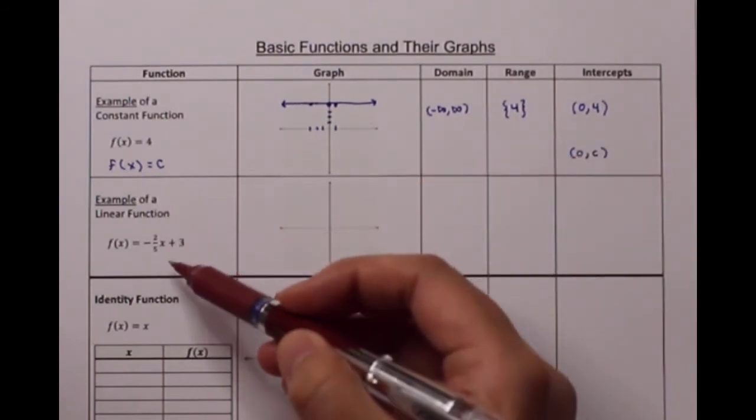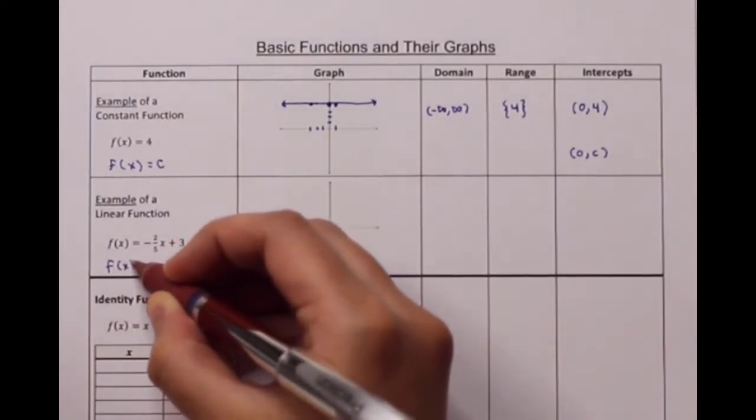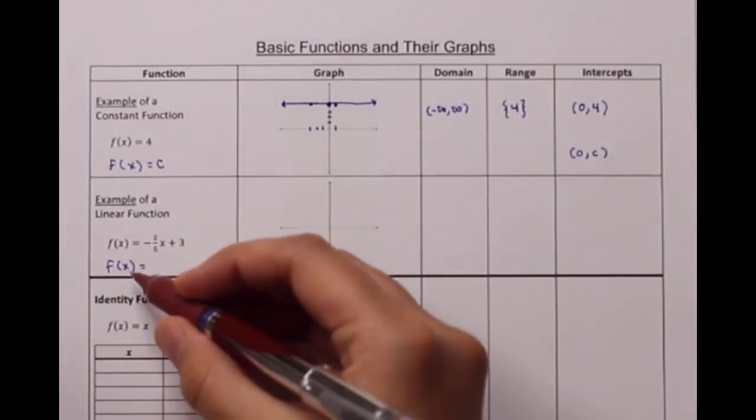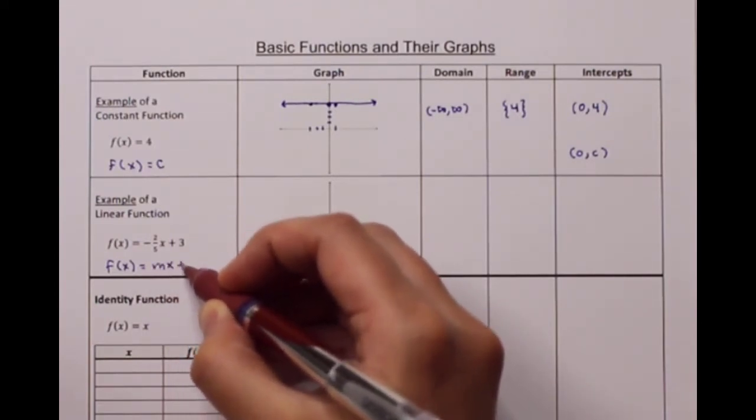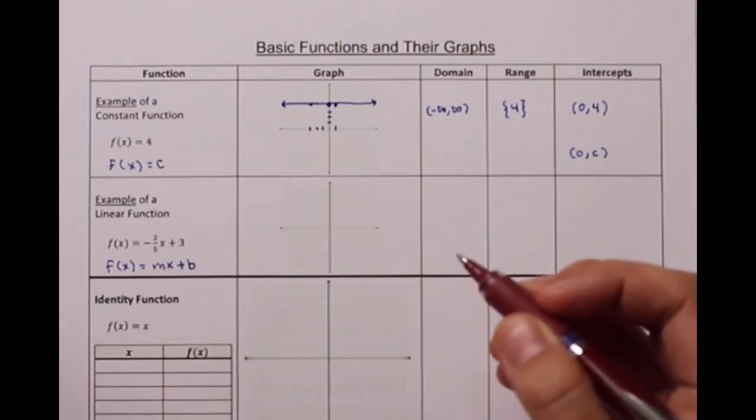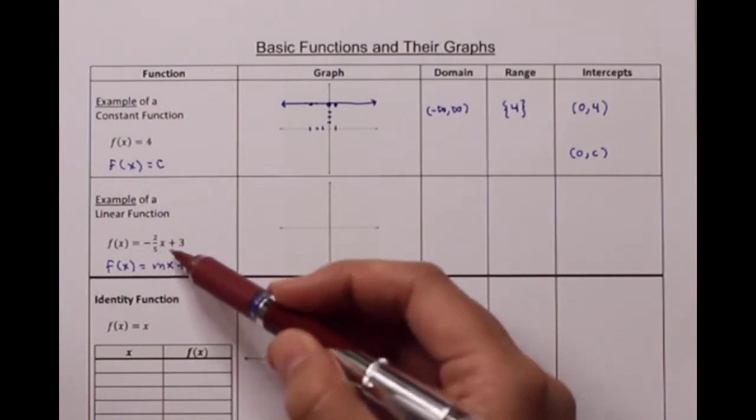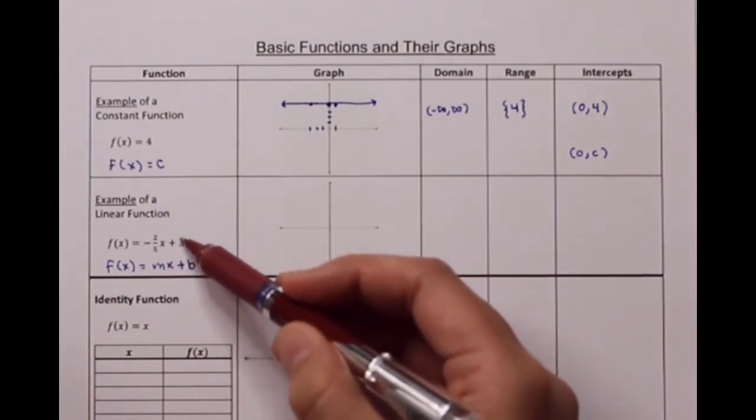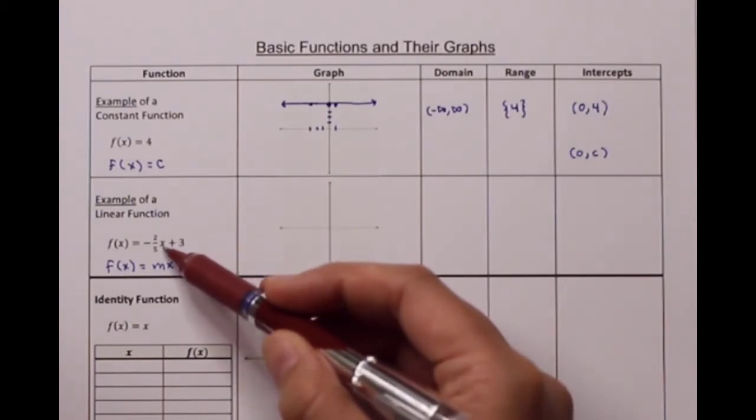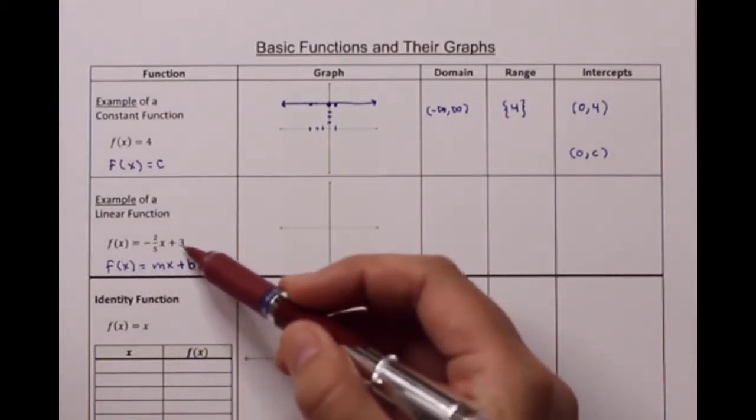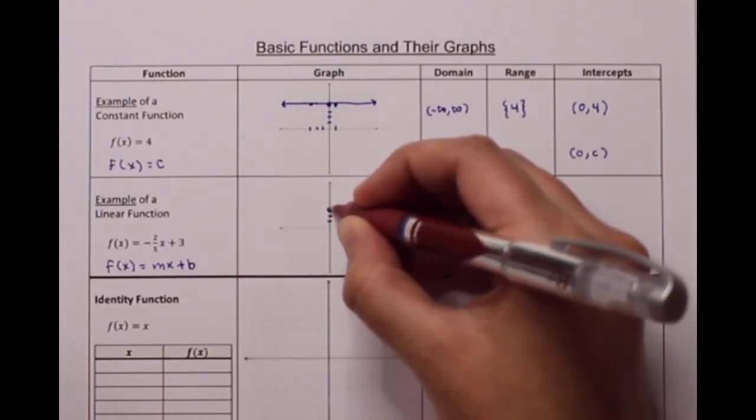Next, an example of a linear function. Let me generalize this for you real quick. In general, a linear function is y equals, or f of x equals, mx plus b, where m is the slope. There's a really fast way to graph this. If you notice that this is in slope-intercept form, this number in the back goes right into the y-intercept. So if I plug in 0 for x, this is going to equal 3. So 0, 3 is a point on this graph.